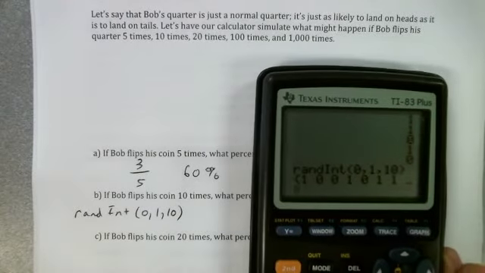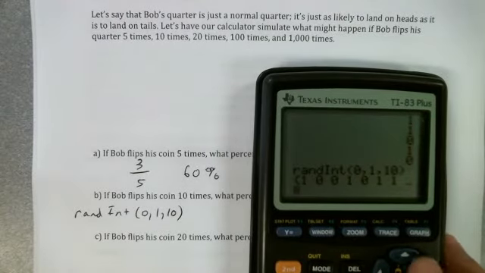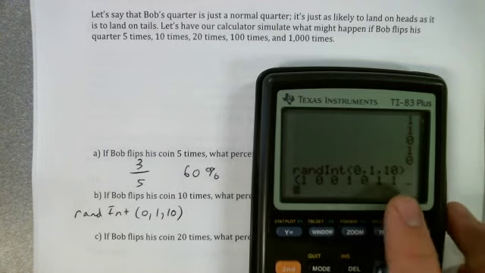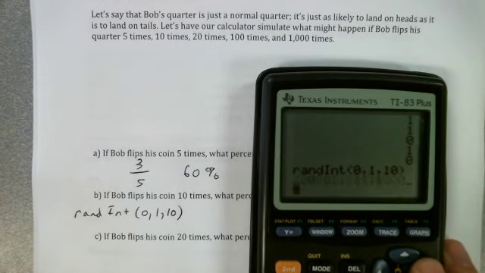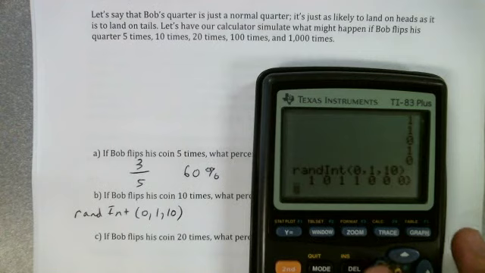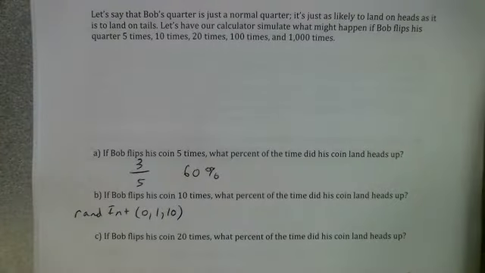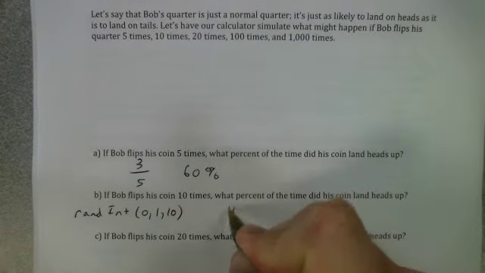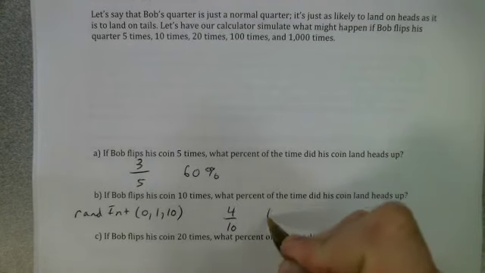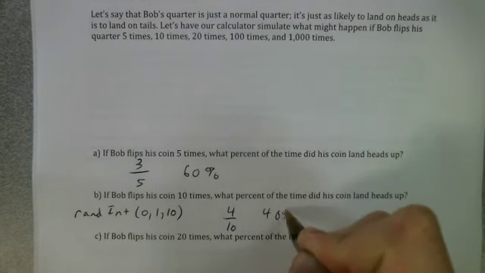Okay, so when Bob flipped his coin 10 times, I counted 1, 2, 3, 4 heads. Those were all the heads I got. It was kind of hard to tell on my computer or calculator screen, but when I scroll through them all, yeah, I only see 4 ones. So, what percent of the time does the coin land heads up? Well, let's see. It landed heads up 4/10 of the time, so 40%.